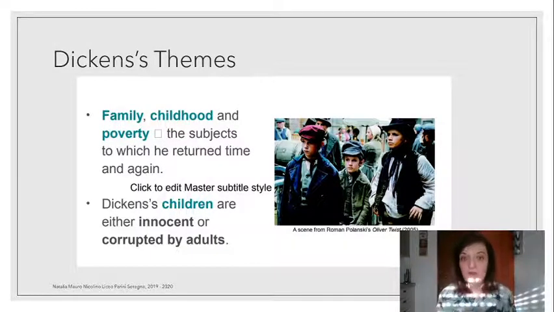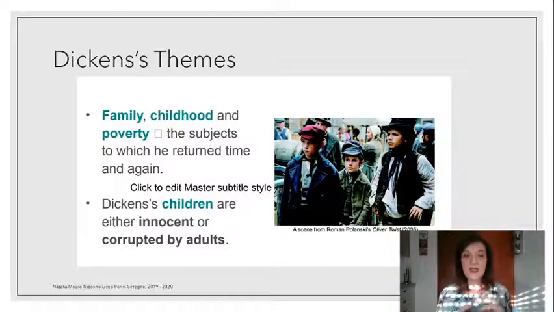We are approaching the end of this lesson. Don't worry, I expected it to be shorter, but as you know, I start talking and I have so much to say that it is very difficult to squeeze everything into an hour. Let's focus on the themes which characterize Dickens's novels.